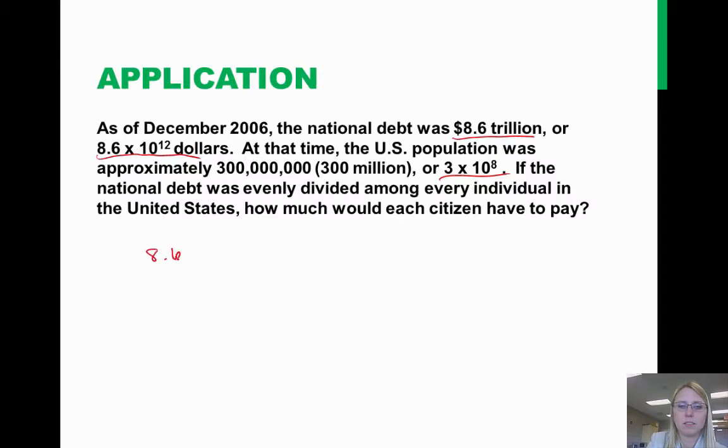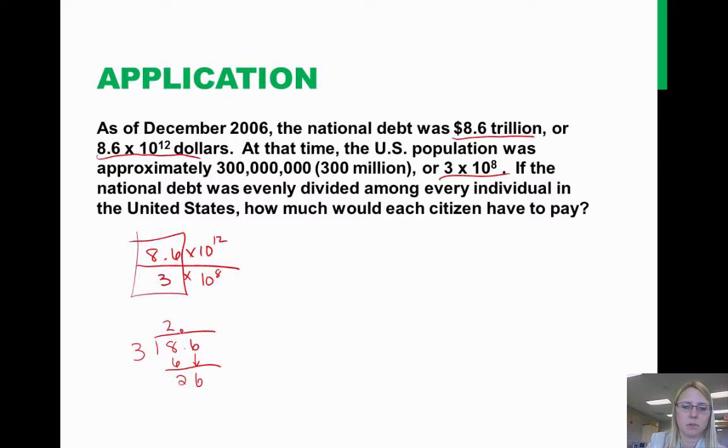So 8.6 times 10 to the 12th, and that needs to be divided by 3 times 10 to the 8th. Okay, so I'm going to look at just these two numbers right now first, and then we'll worry about the tens in a minute. 3 goes into 8.6. Well, that's twice. 2 times 3 is 6. And I have 2, and I'm going to bring down the 6 now. And I'm going to put my decimal here because that's where it is on this one. So 3 goes into 26. That's 8 times. 8 times 3, 24.